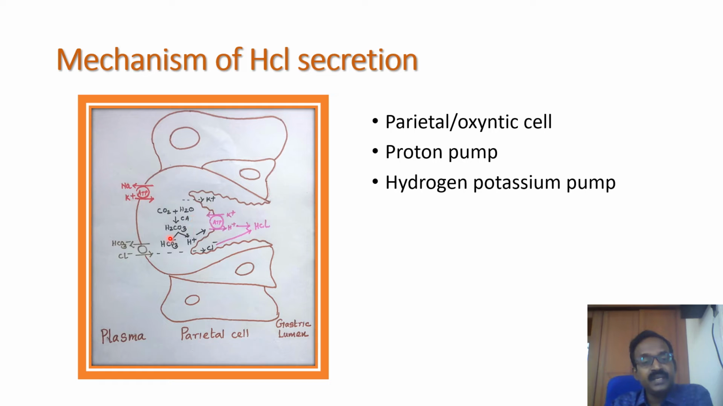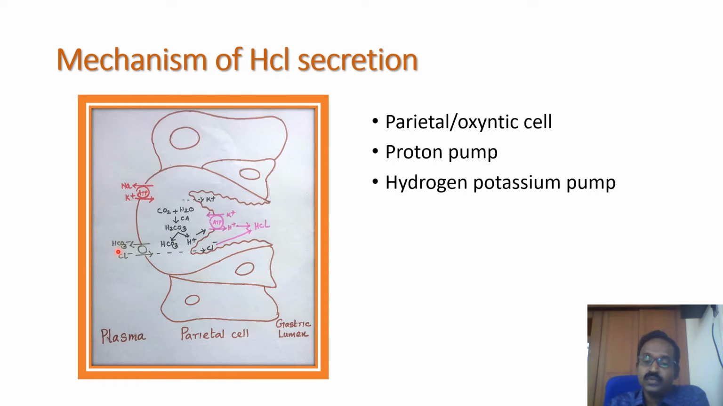This is mainly made possible with the help of the sodium potassium pump. The transport occurs in the form of secondary active transport, and through the hydrogen potassium pump, potassium again passively enters the gastric lumen. So when one hydrogen ion enters the gastric lumen, one bicarbonate ion enters the interstitial area, and so it enters the plasma.